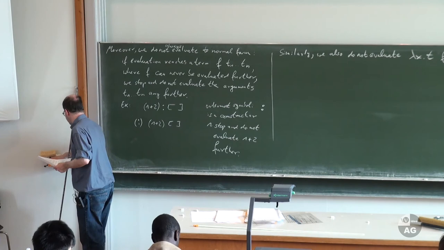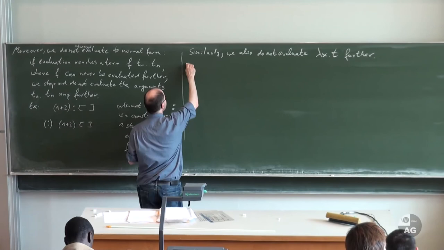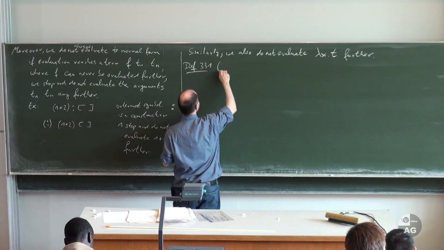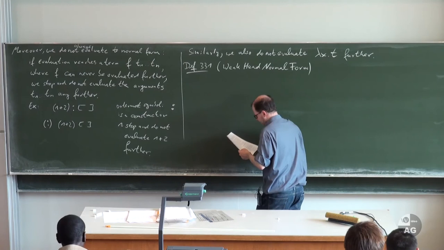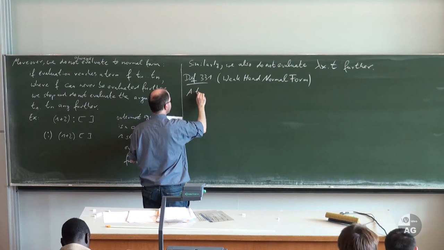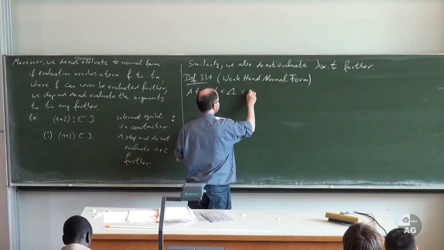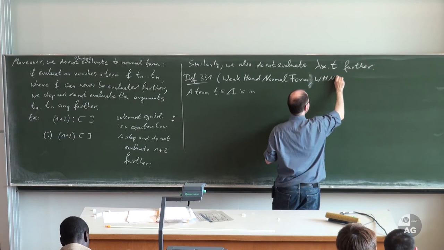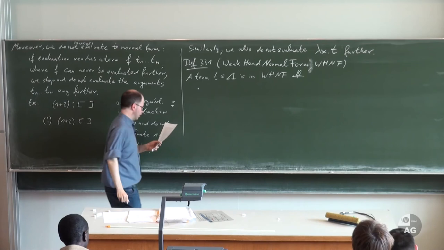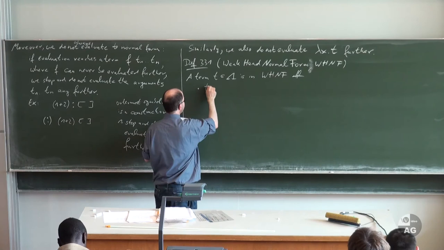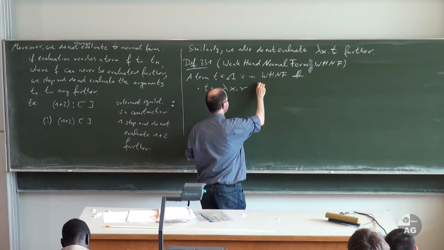So let me define this. This is definition 3.3.1, weak head normal form. So we say that a lambda term T is in, well, this is abbreviated WHNF for weak head normal form, if it has one of the following forms. It starts with a lambda. So this has the form lambda x dot r, for some variable x and some term r.